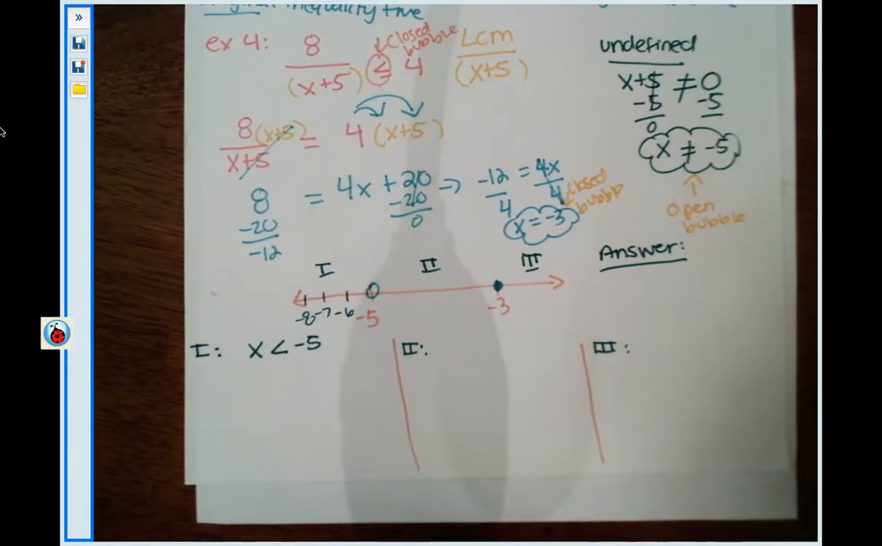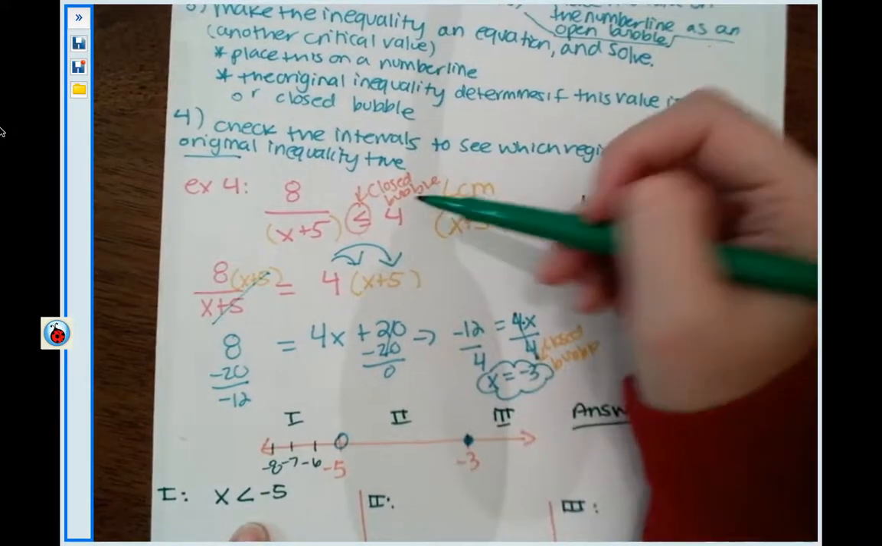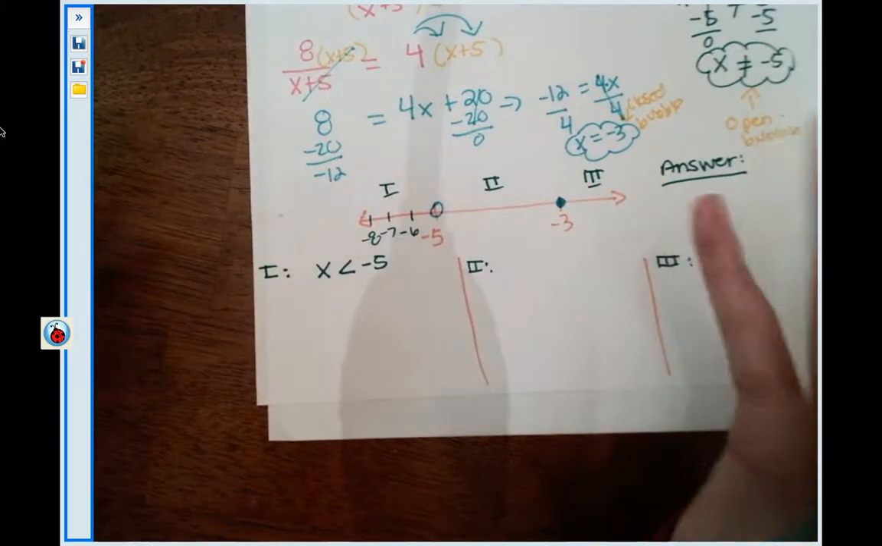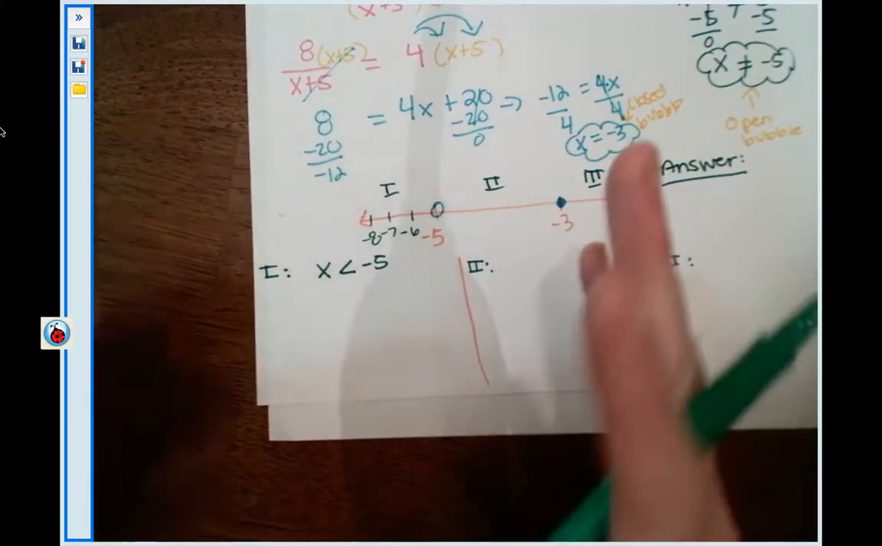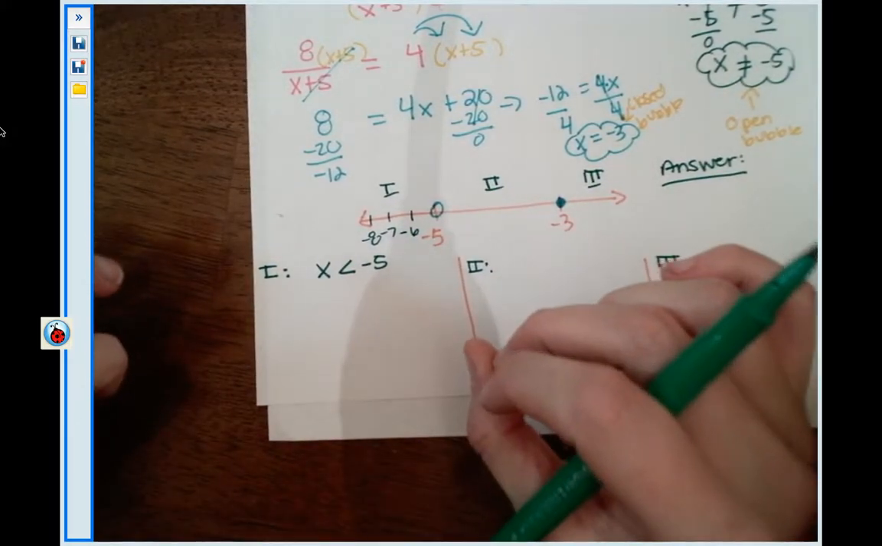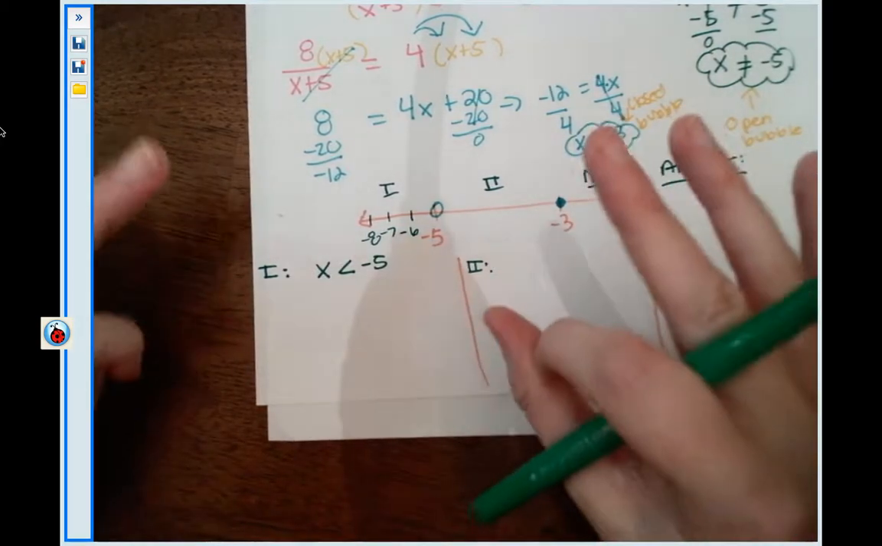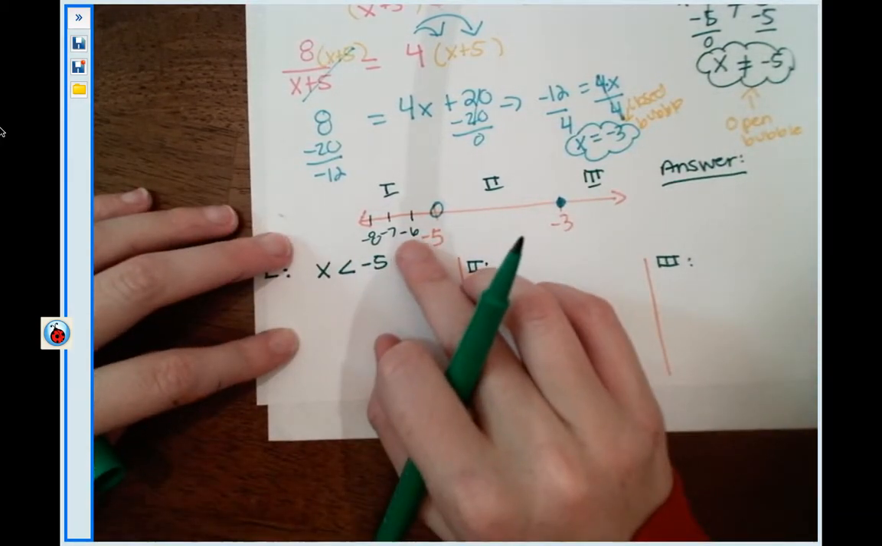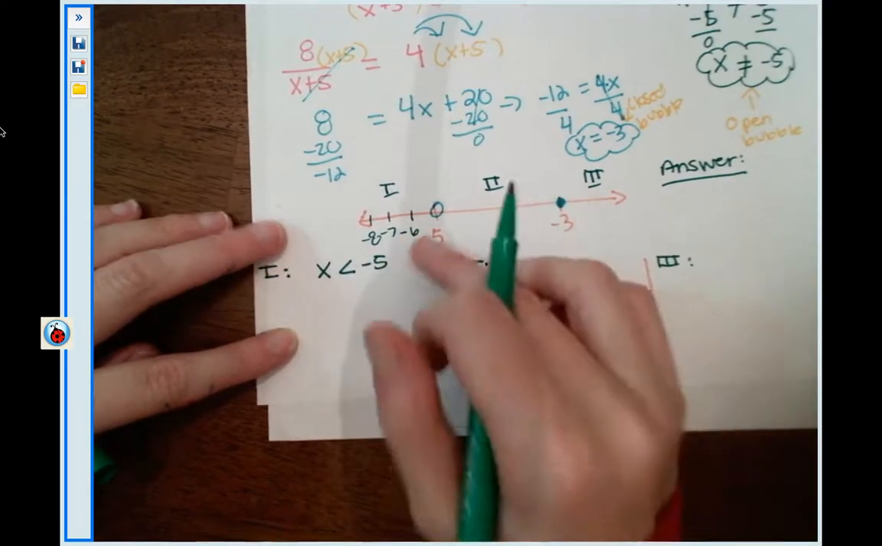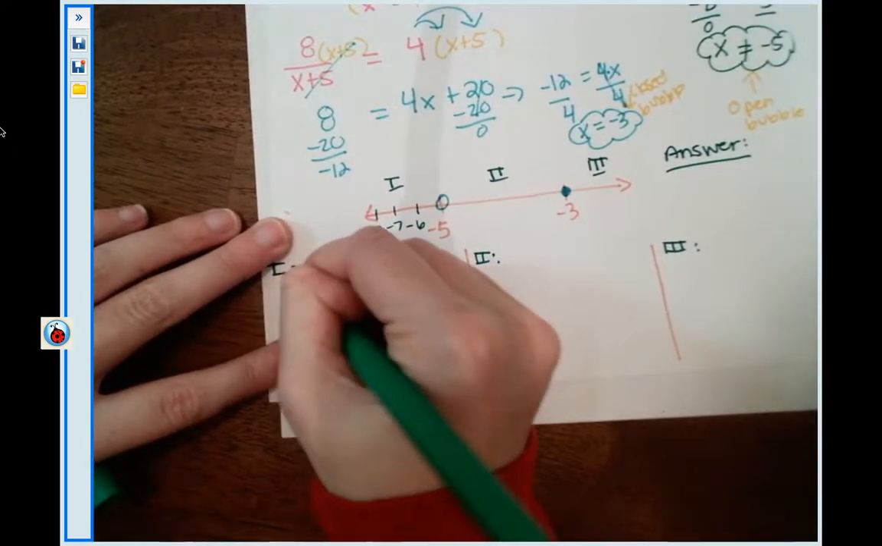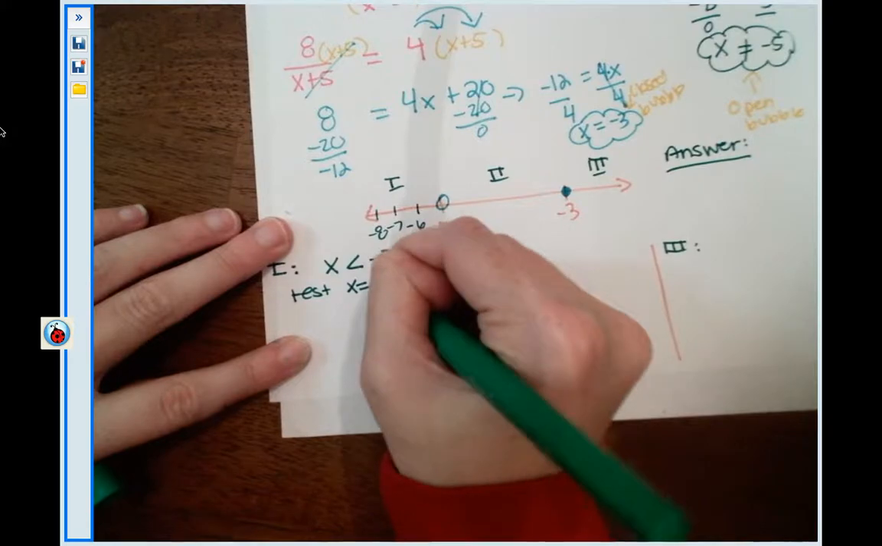So I need to test something that's less than negative 5 back in here and see if I get something that's less than or equal to 4. So what's something that's less than negative 5 that I could test? And guys, the smaller number that you pick, the easier your life will be. I'm just saying. Okay, so the smallest thing I have closest to negative 5 is negative 6. So I'm going to test negative 6. Let's see if that works.